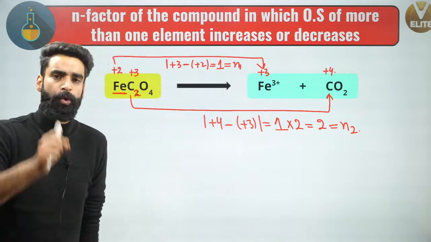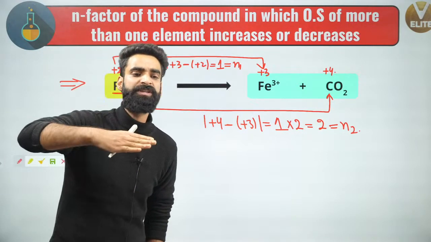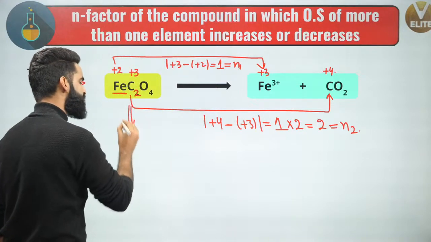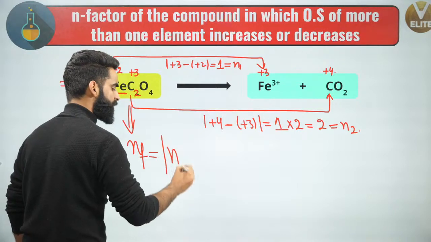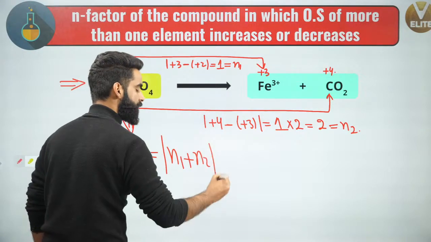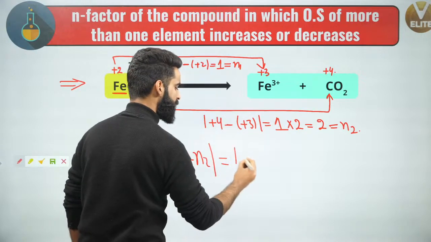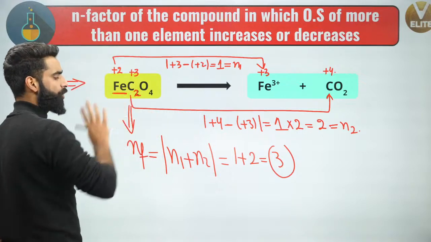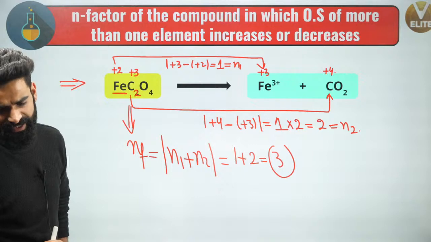And remember, guys, whenever you have a substance in which the oxidation state of more than one element either increases or decreases, how do we calculate the n factor of that substance? Let me tell you that the n factor of that substance is always going to be the mod of N1 plus N2, right? I got the value of N1, I got the value of N2, so it's going to be 1 plus 2, that means 3. So I'll say 3 is the n factor of this ferrous oxalate right here in this compound, yeah? Yes, exactly.